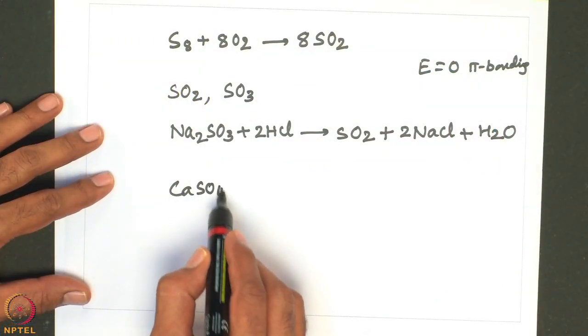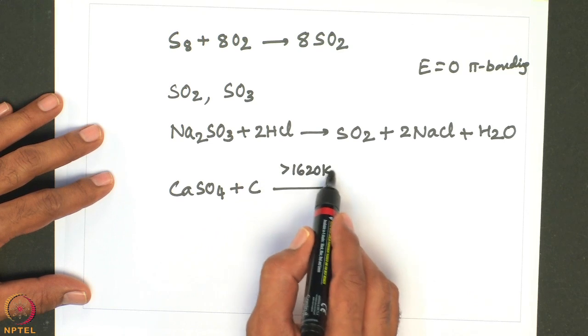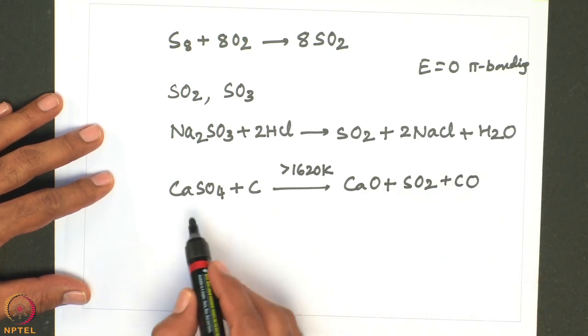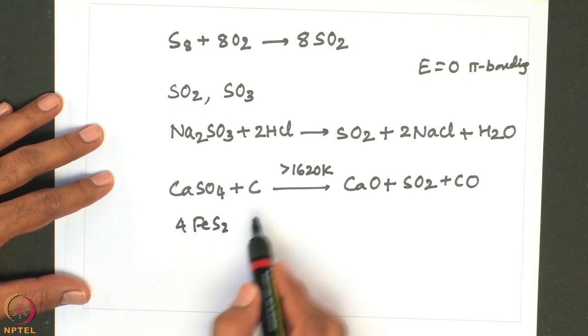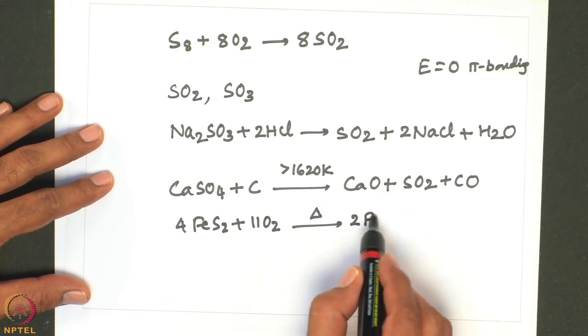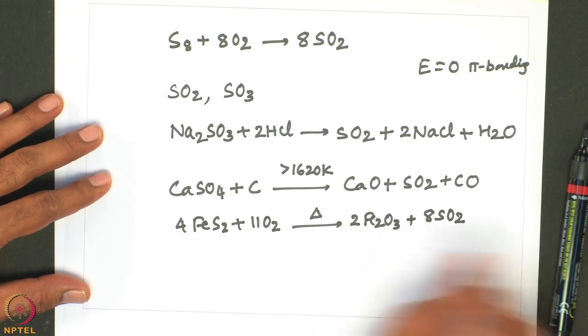Some other methods utilized in the preparation of SO2 are: calcium sulfate, when it is treated with carbon at 1620 Kelvin, forms CaO plus SO2 plus CO, or treatment of FeS2 with oxygen leads to the formation of Fe2O3 plus 8SO2. Essentially, here the roasting of sulfide is to convert it into the corresponding oxide, so that carbon can be used as a reducing agent to get pure metal.